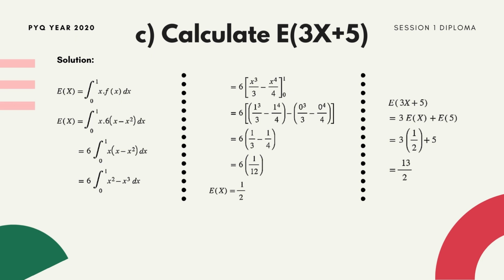To find the answer of expectation of 3x plus 5, we need to separate the equation into 3 expectation of x plus expectation of 5. Then insert the value of E(x), which is 1 over 2. The expectation value of 5 is a constant value, hence the answer is 5. 3 multiplied by 1 over 2, which is the expectation value of x we got just now, plus 5, we will get the answer, which is 13 over 2, and done.